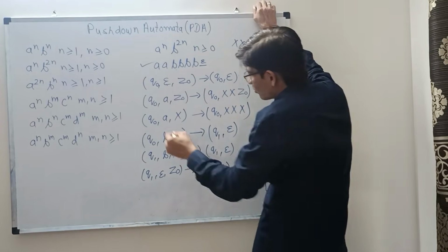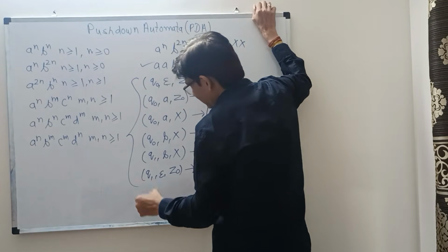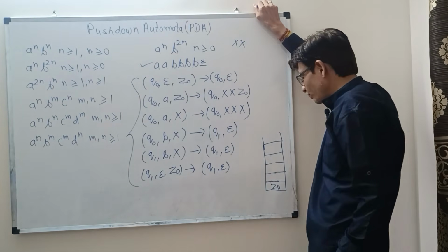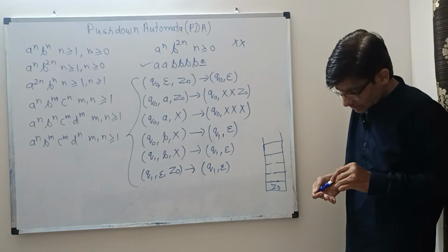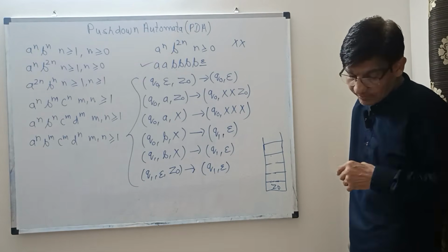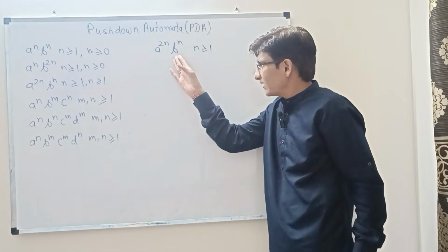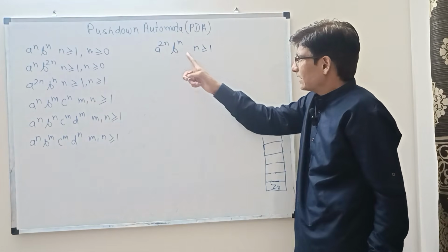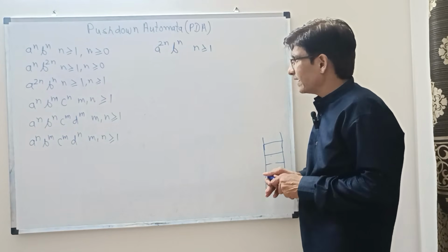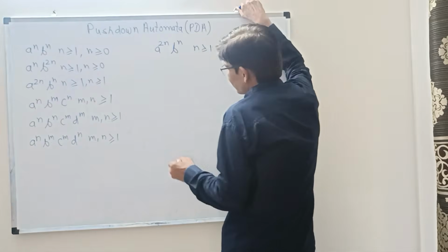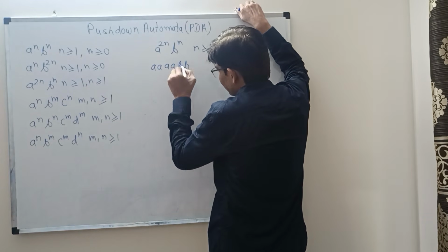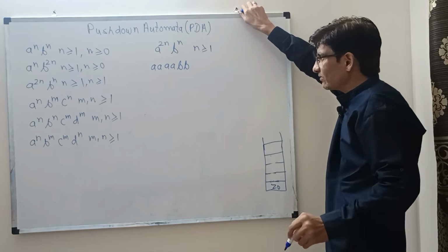So this is how you can create a PDA for this particular language. I hope this would be very much clear to all of you. Now I will take the third language as an example. So now, friends, this is the third language for which we will create a PDA. According to this language, a valid string would be AAAABB. This would be a valid string from this language.